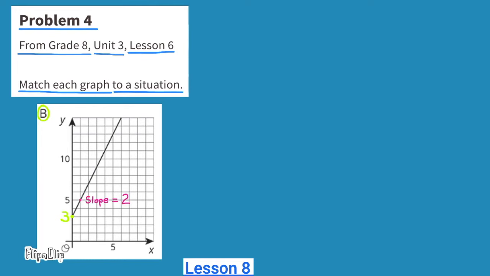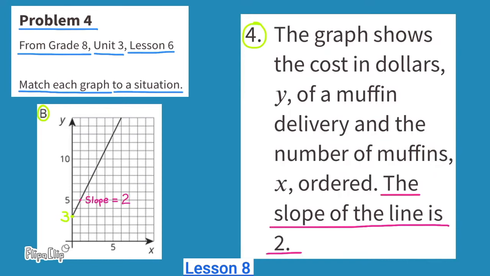Let's look for a situation that has a y-intercept of 3 and or a slope of 2. The slope of the line for situation number 4 is 2. Graph B matches up with situation number 4.